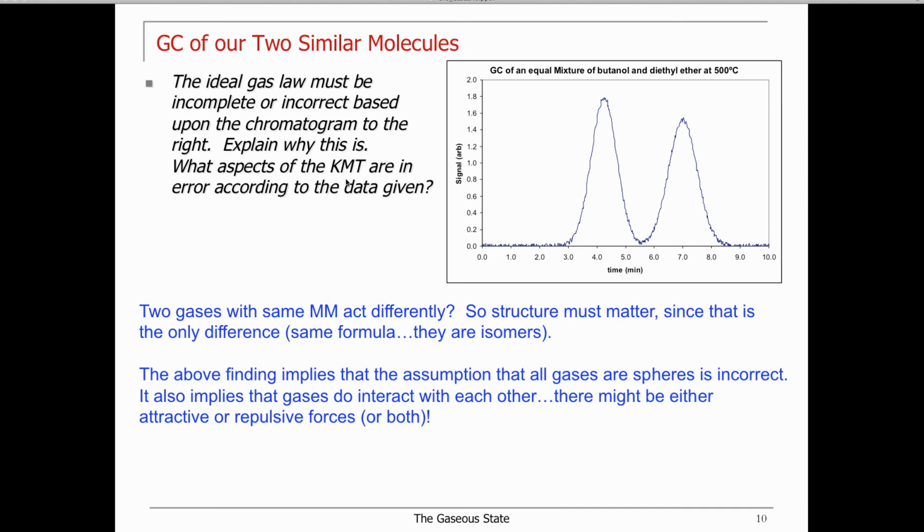First and foremost, these two gases have the same molecular mass, and if they're acting differently, that means that the structure must matter. Remember, that was the only thing that was different, is their structure. So that means that they really aren't spheres at all. It also means that there's more to the story than just having a different structure. The structure must change how it interacts. These molecules interact with the chemicals that are pasted or placed on the inside of that column. There could be attractive, there could be repulsive, or there could be both types of forces working.